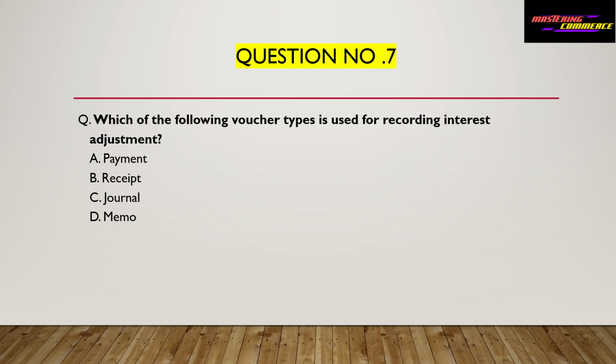Question number 7: Which of the following voucher types is used for recording interest, adjustments, payment, receipt, journal, memo? So which of these voucher types is recorded for interest adjustments? That is journal. C is the correct answer.